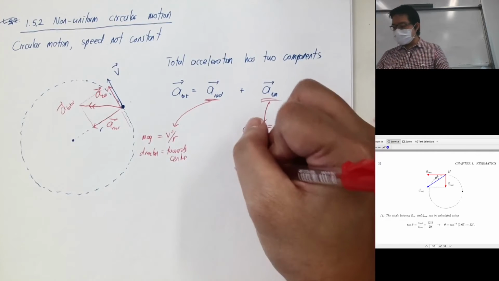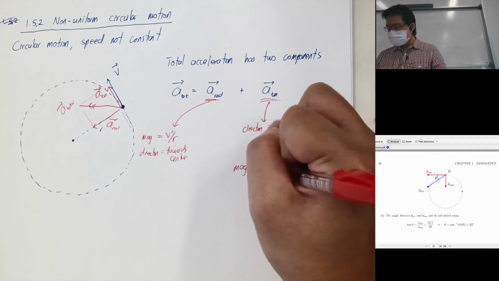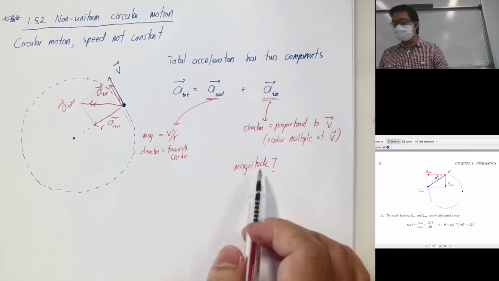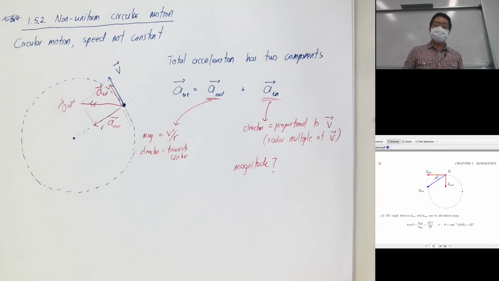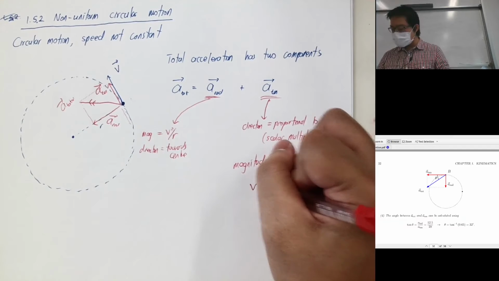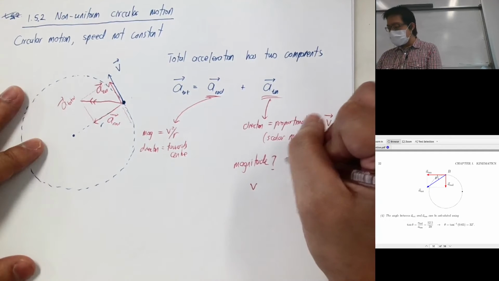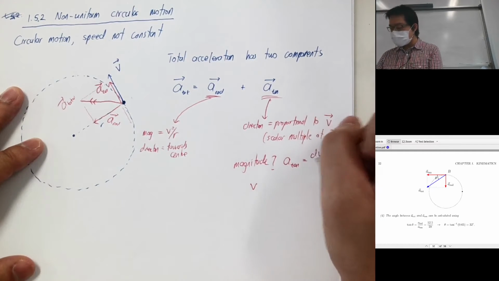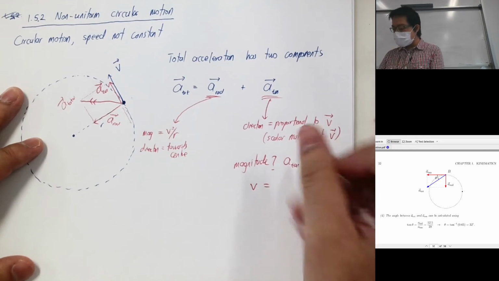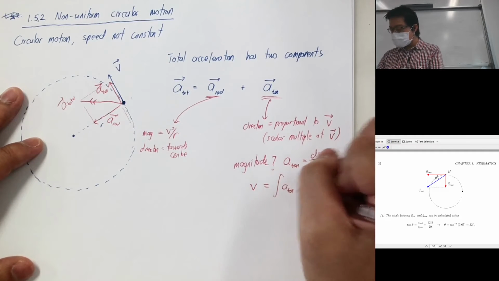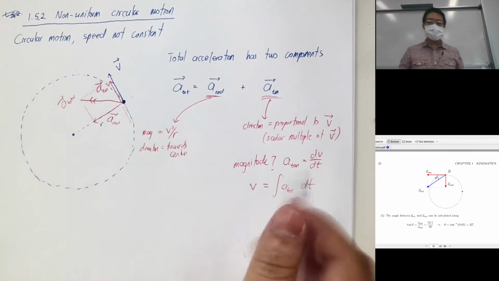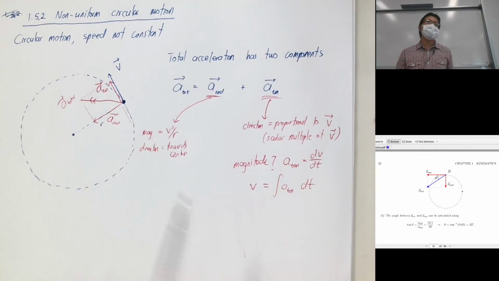Okay, then magnitude. Well, it depends on how v changes. So the magnitude, we can actually calculate this. The magnitude of A tangential is just the rate of change of the speed. Or if you are given this, we can just calculate it like this. You can calculate using this formula. And of course, it depends on the situation. Sometimes the v changes a lot, so you get a higher tangential acceleration. Sometimes the v changes very little, so you get a smaller tangential acceleration. Then you just need to calculate based on the situation.